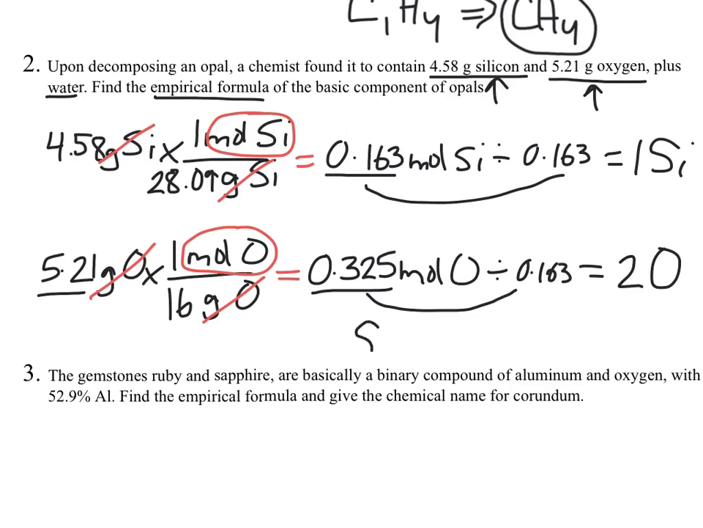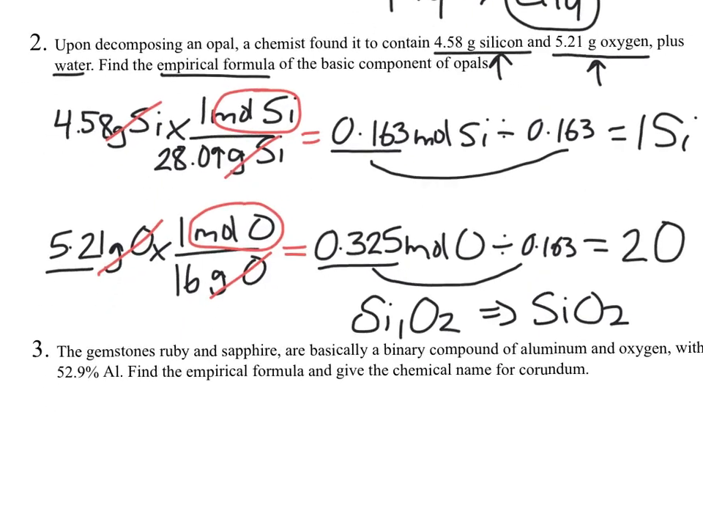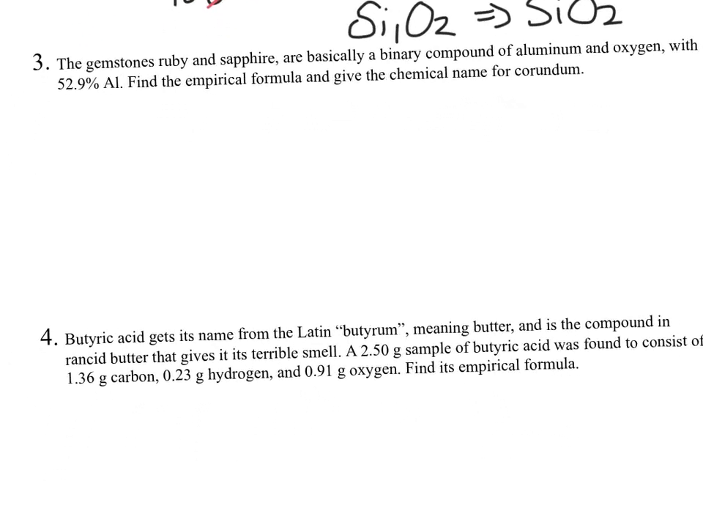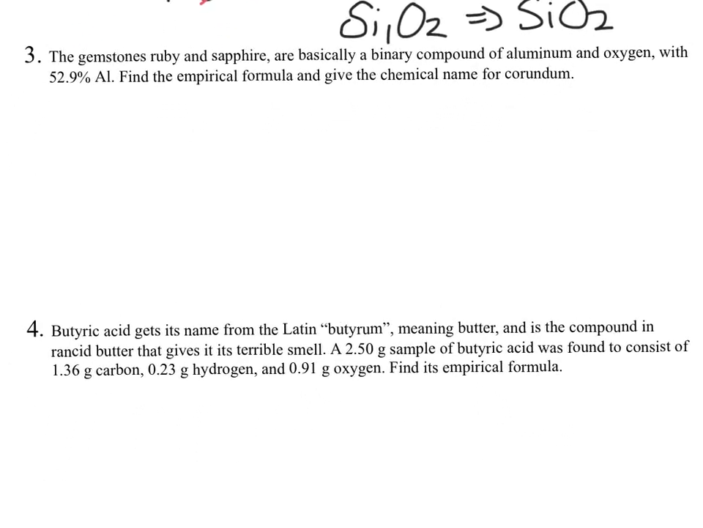That should give you close to the whole number. So we'd have 1 silicon and 2 oxygen, and we never write that 1, so it would be SiO2. And there you go. There's the empirical formula for the chemical makeup of opal, at least the basic chemical makeup for it. All right, let's do one more together to get an idea, and then you have a huge, at least, starting point for all of this.